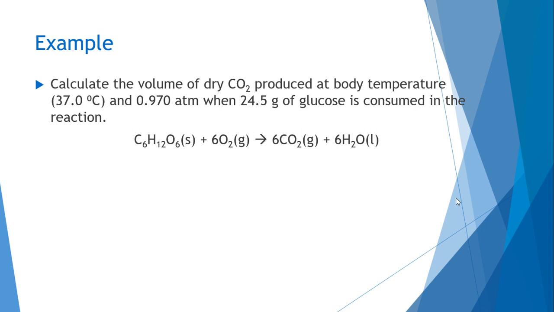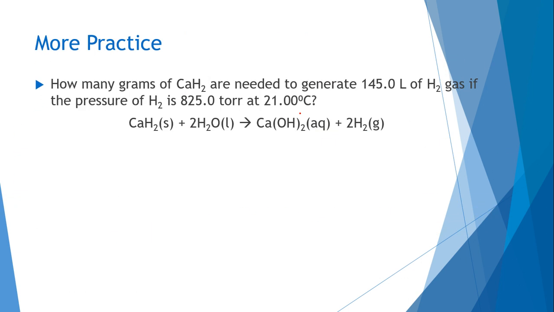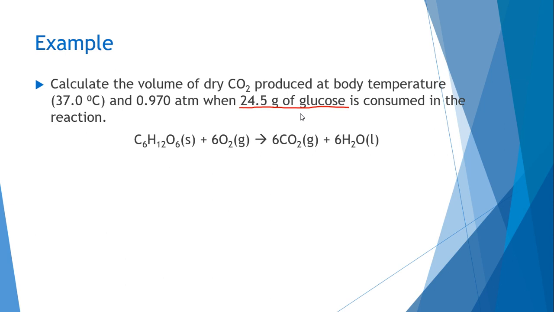So first thing that we have to ask ourselves, are we given grams or moles or are we not? Here we're going to see we are given grams or moles. We're given 24.5 grams of glucose. So when we're given grams or moles, we're going to start with stoichiometry first. So here we're starting with 24.5 grams of glucose. And we want to change this into moles first because we can't do anything unless we're in moles. So grams to moles, we're going to use molar mass.